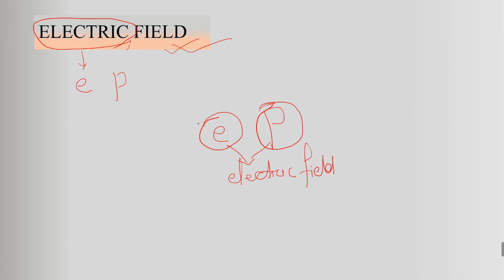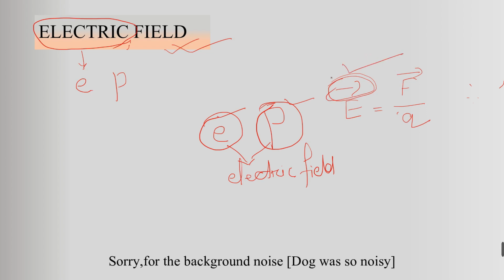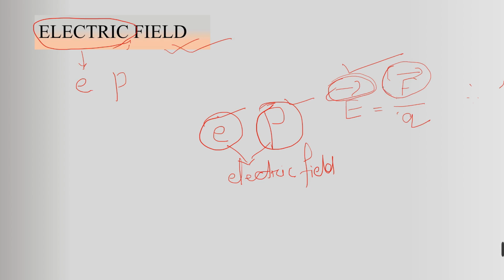And these electric fields have the power to attract or repel any other charges towards them. That is, they have the ability to exert force on other charges. So mathematically, electric field is the electric force per unit charge. This symbol indicates that it is a vector quantity, meaning it has both magnitude and direction. Because you know force has both magnitude and direction, that means electric field also has magnitude and direction.